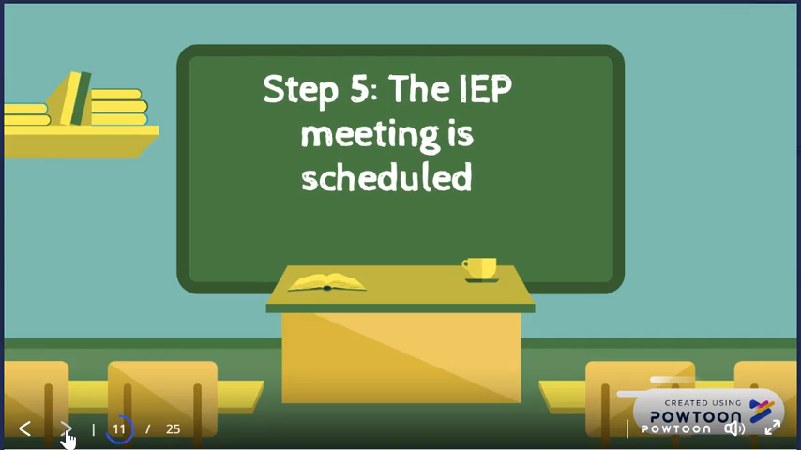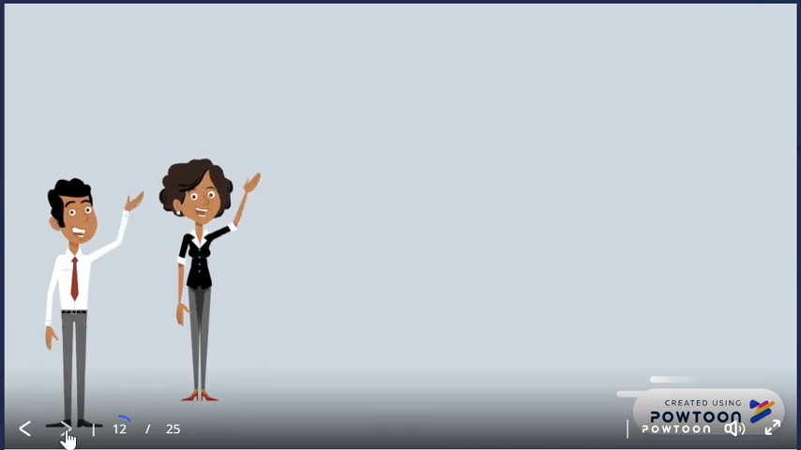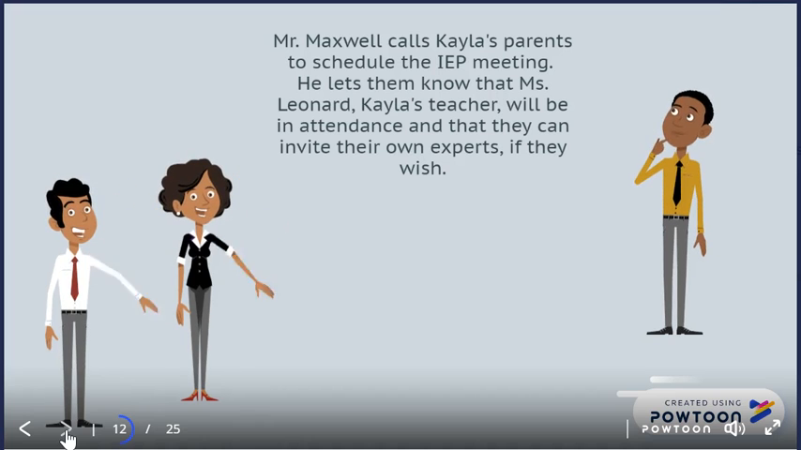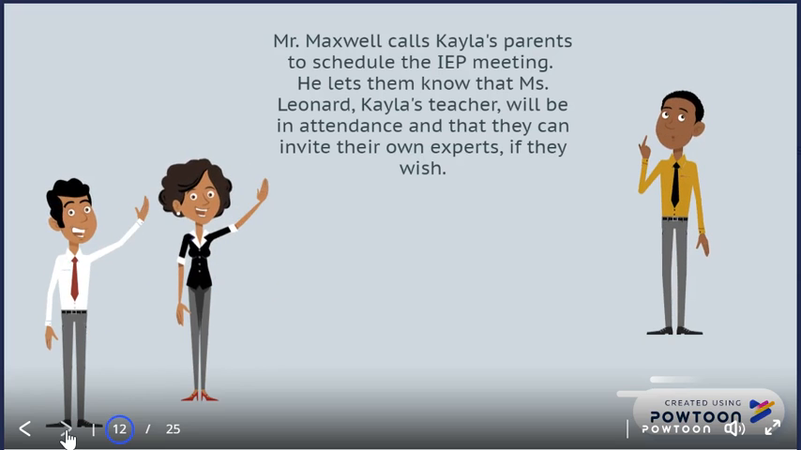Step 5, the IEP meeting is scheduled. Mr. Maxwell calls Kayla's parents to schedule the IEP meeting. He lets them know that Ms. Leonard, Kayla's teacher, will be in attendance and that they can invite their own experts if they wish.